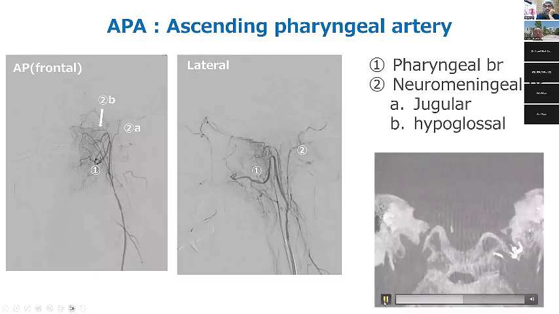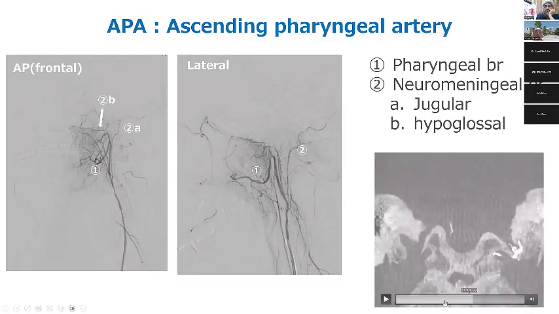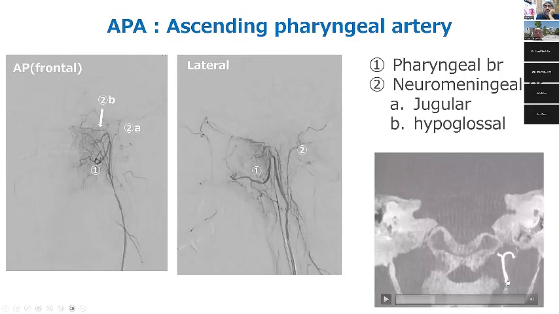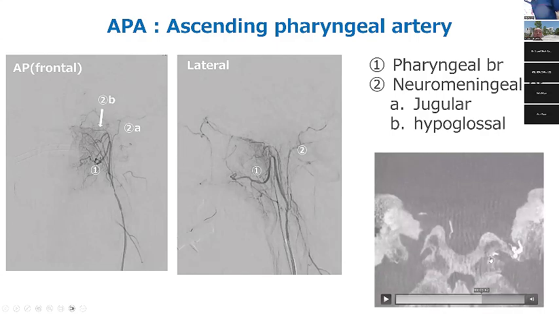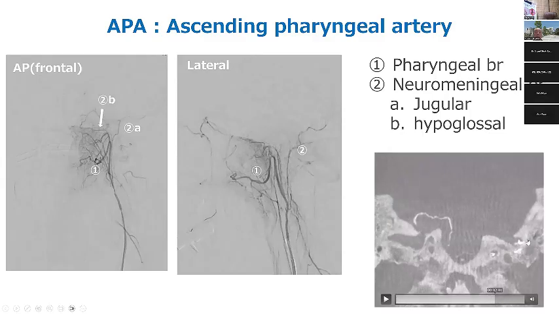And this is the cone beam CT from the 3D angiography of the ascending pharyngeal artery. This is the ascending main trunk of the ascending pharyngeal artery, and it goes medially, through the hypoglossal canal. This is the hypoglossal branch. The other branch here goes laterally and upward and finally goes into the jugular foramen. So this is the jugular branch of the ascending pharyngeal artery.